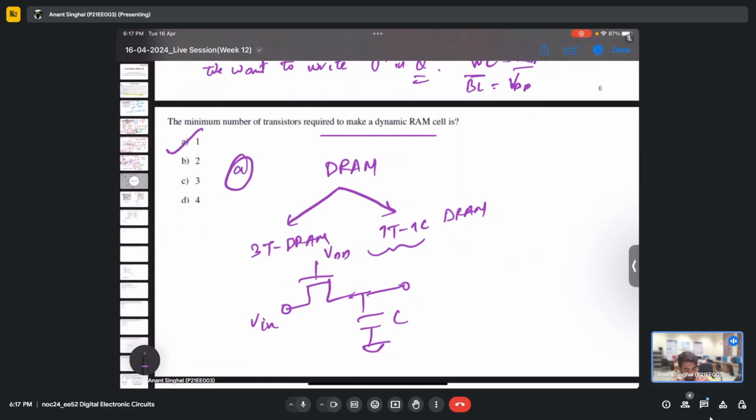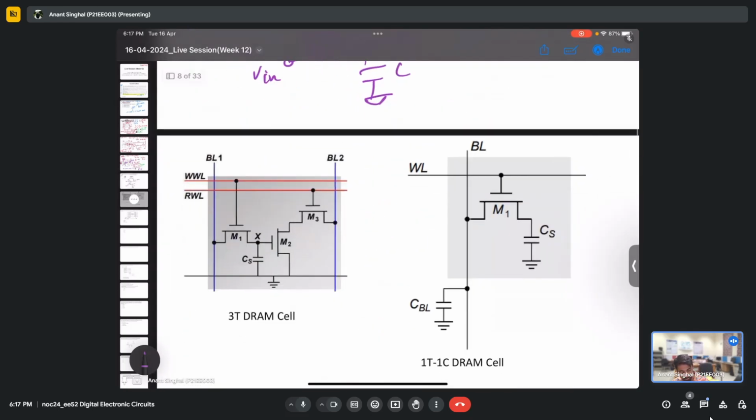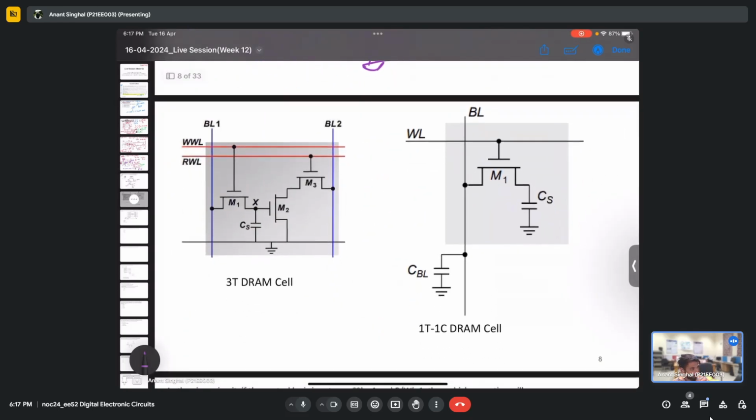Again, the basic explanation I'll give for these two circuits is similar to the previous explanation. These are the two types of DRAM that I have already shown. DRAM has both read and write operations.